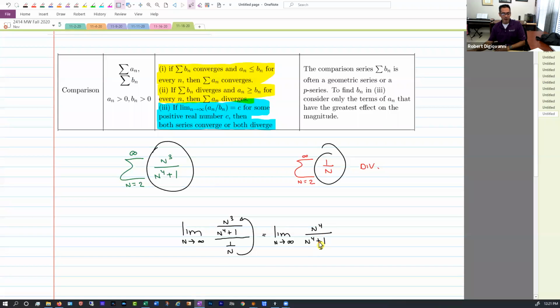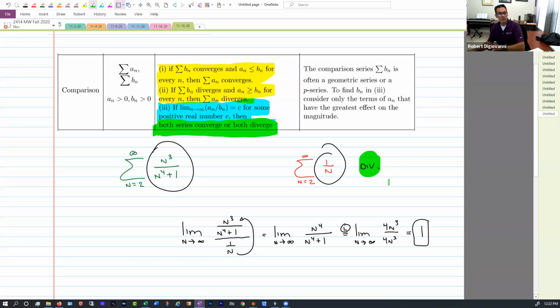But if I do L'Hopital on that, if I do L'Hopital one time, I get 4n to the 3rd over 4n to the 3rd, and that's 1. And guess what? 1 is a positive constant, right? And since I got a positive constant as an answer, both series either converge or they both diverge. Well, I already know one of them diverges, right? Which means they both have to diverge. So our conclusion is that this diverges.